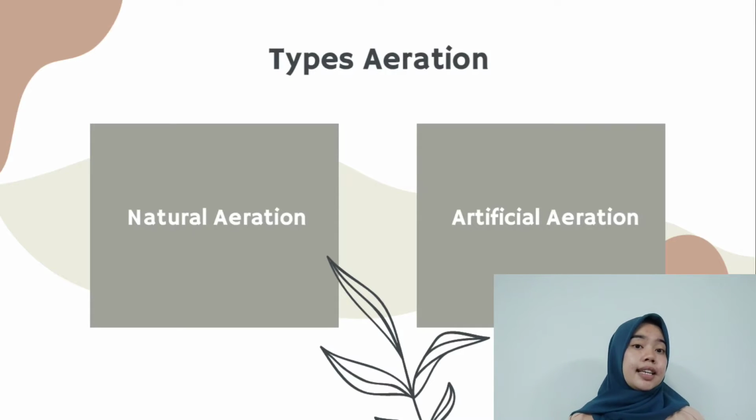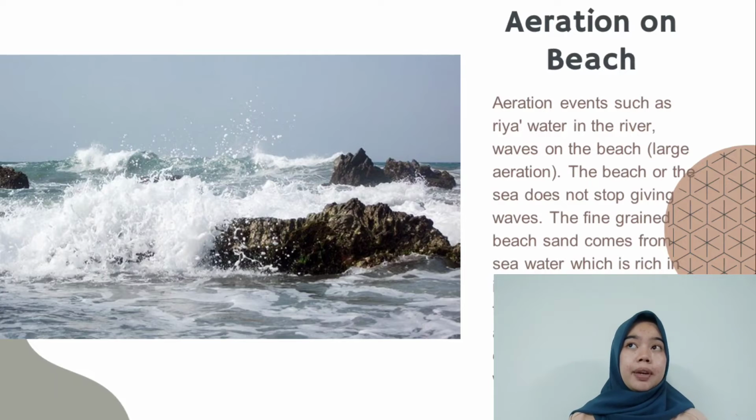There are two types of aeration. The first is natural aeration. Examples of natural aeration are the beach or the river. Water flowing in the river and waves on the beach act as aeration. The beach or the sea does not stop giving waves. The fine-grained beach sand comes from seawater which is rich in iron.